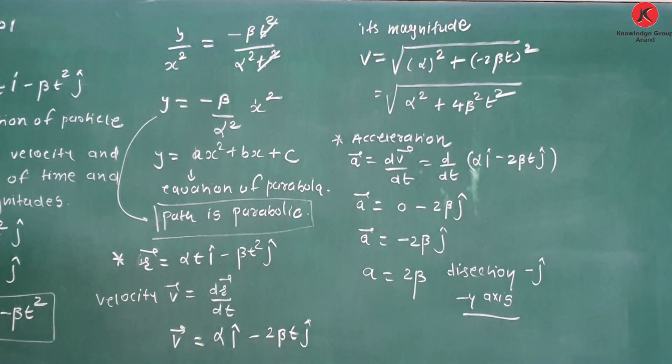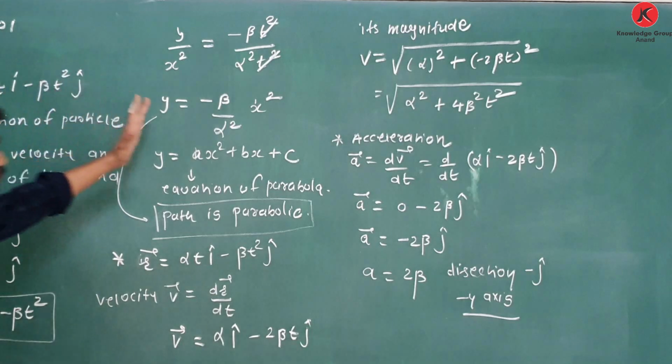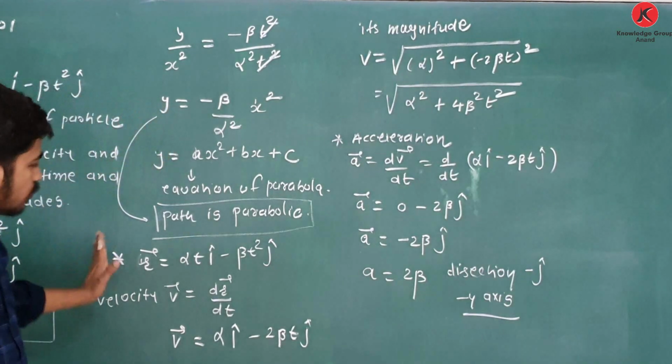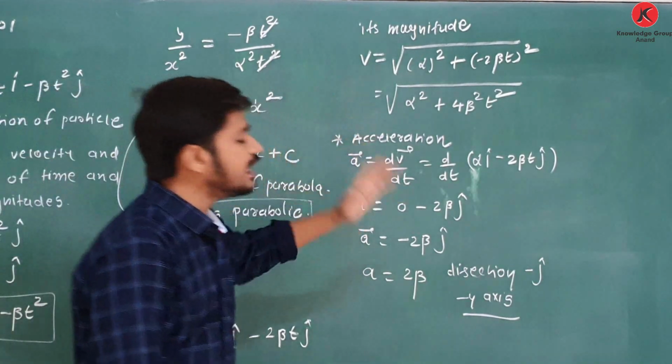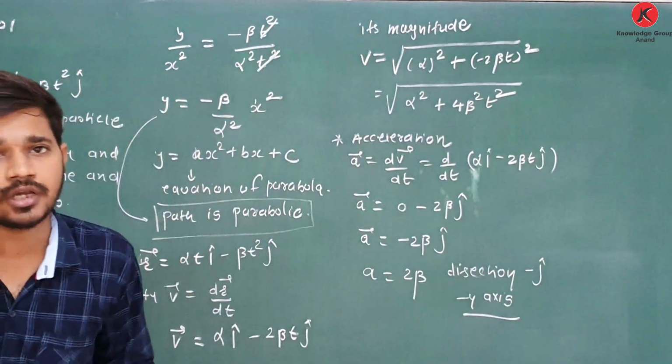So this is one simple question based on position vector. You are given the position vector. First of all, you have to find the path, then you have to find the velocity and acceleration. Clear about it?